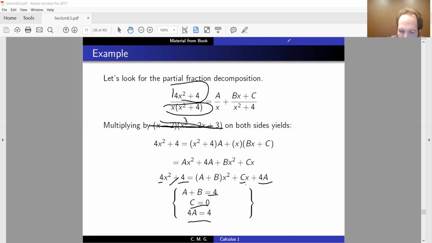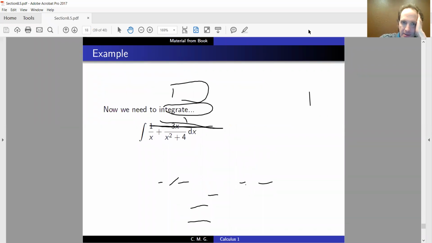That means that I can solve this really straightforwardly. So c is 0. I'm done with that. a is going to be 1 because I divide, and then b is going to be 3, and then c is 0. So now we can integrate this thing. Let me clear this out of here. So now I can integrate.